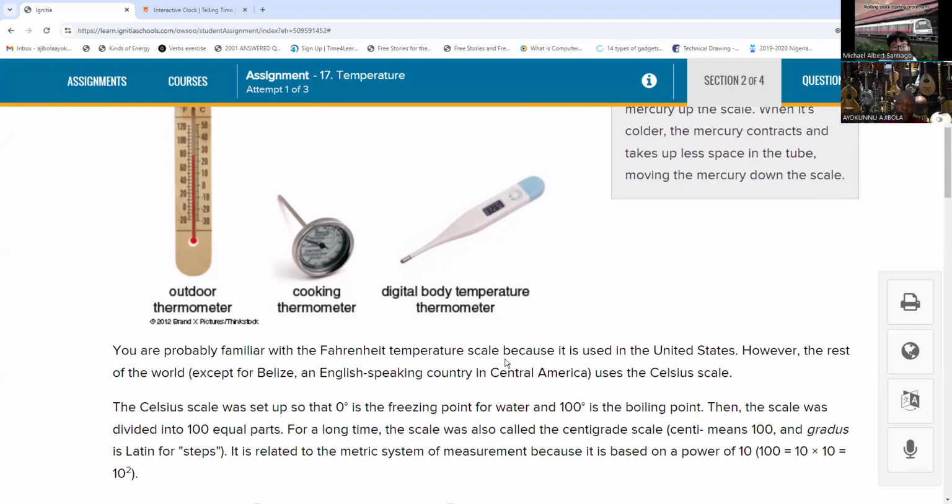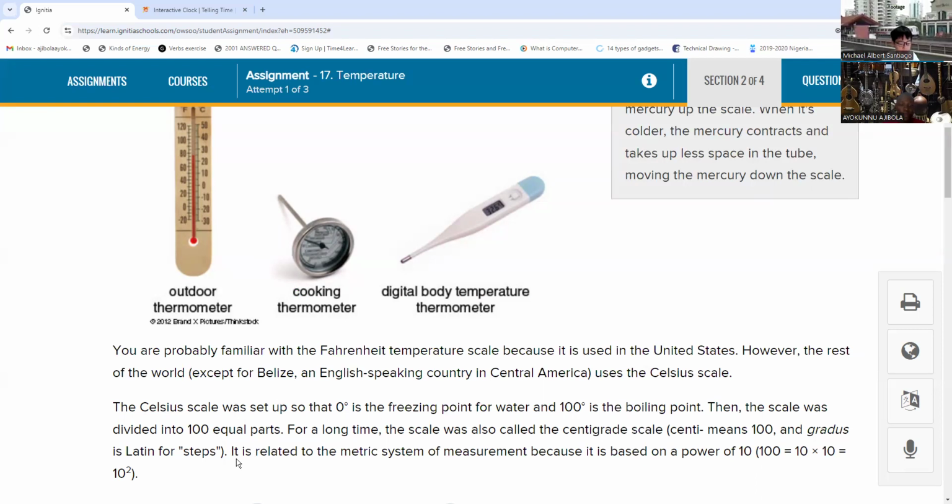You are probably familiar with the Fahrenheit temperature scale because it is used in the US. However, the rest of the world, except Belize, an English-speaking country in Central America, uses the Celsius scale. The Celsius scale was set up so that 0 degrees is the freezing point and 100 degrees is the boiling point. Then the scale was divided into 100 equal parts. For a long time, the scale was also called the centigrade scale. Centi means 100 and gradus is Latin for steps.